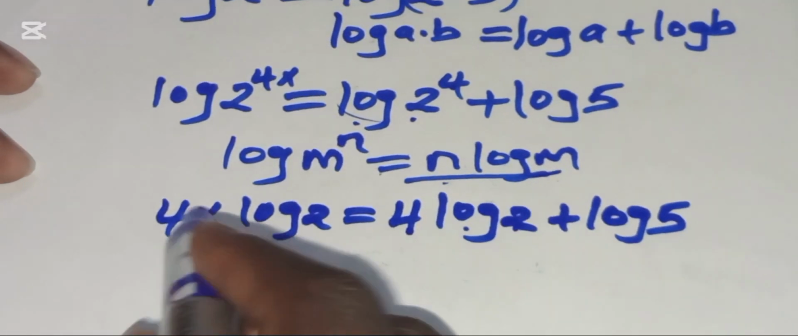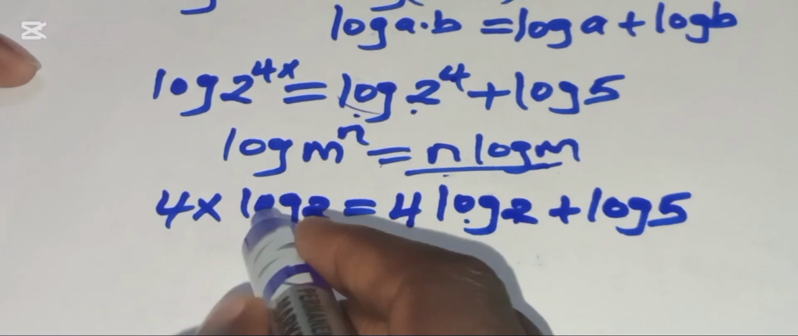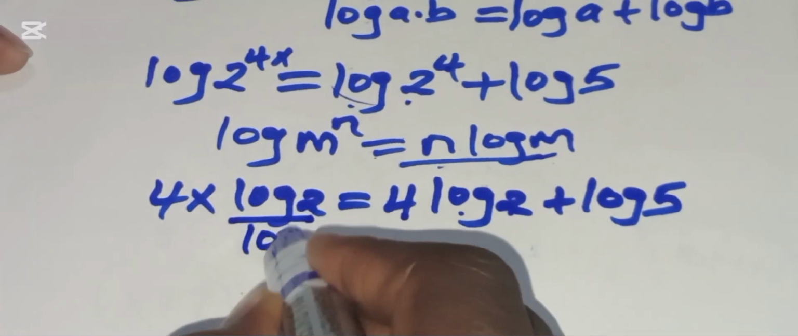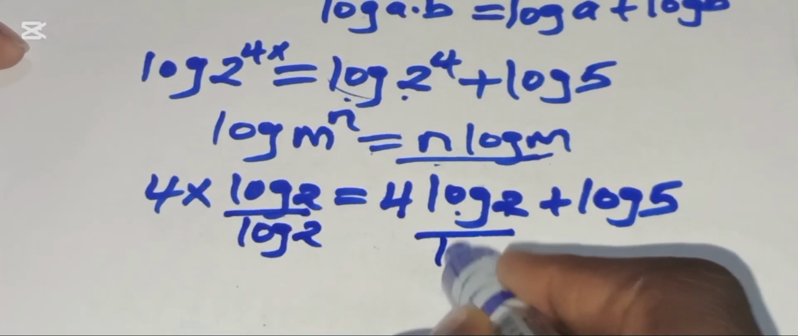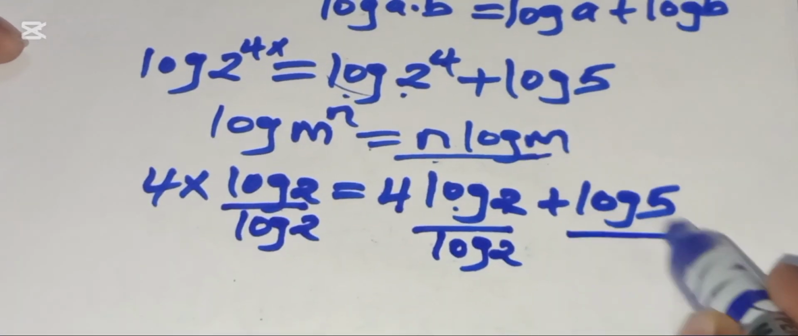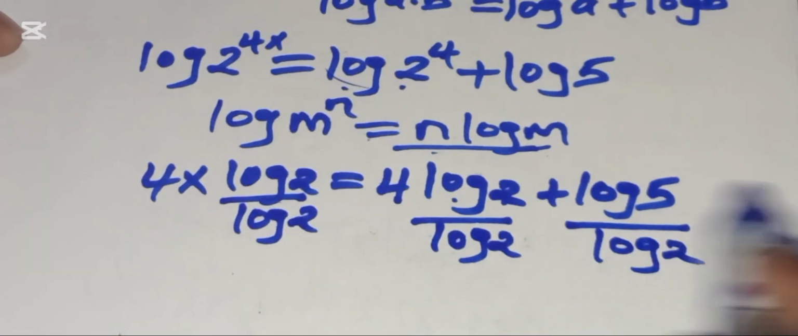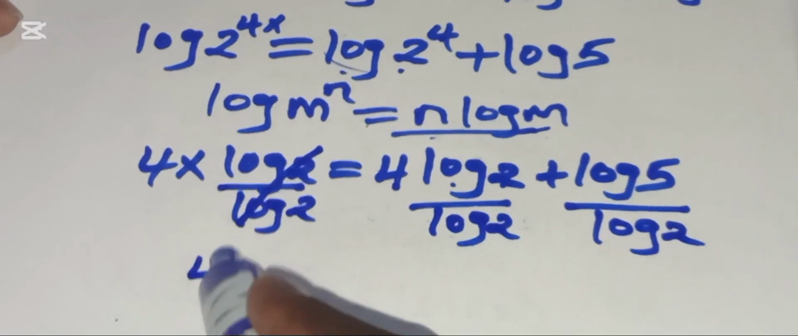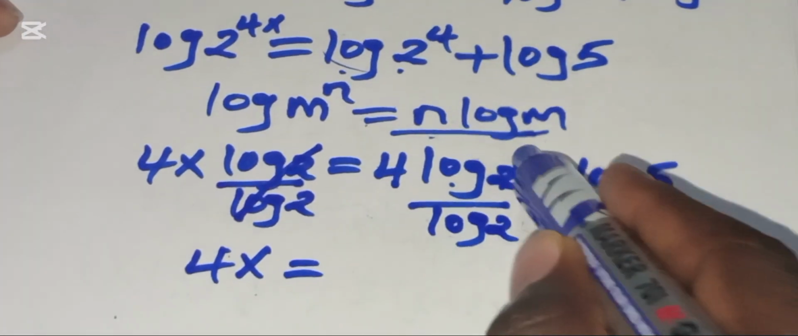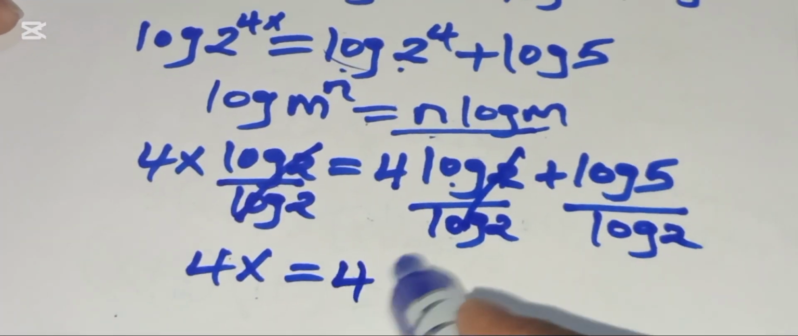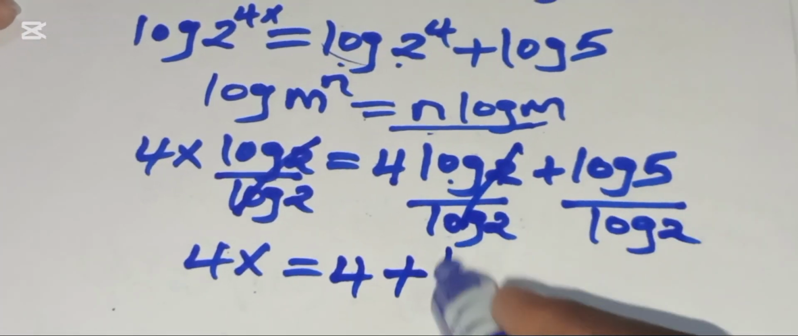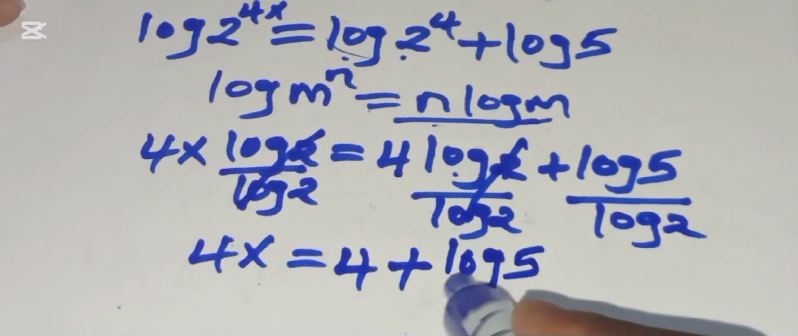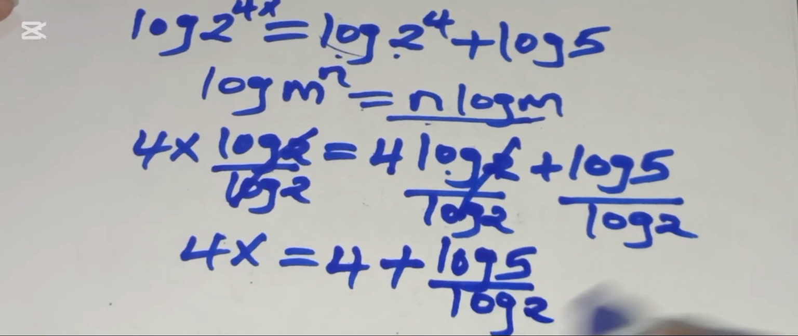Now from here, we're going to divide both sides by log 2, and also here by log 2. So from what we have here, we have 4x equal to, log 2 simplifies, so that we have 4 plus log 5 divided by log 2.